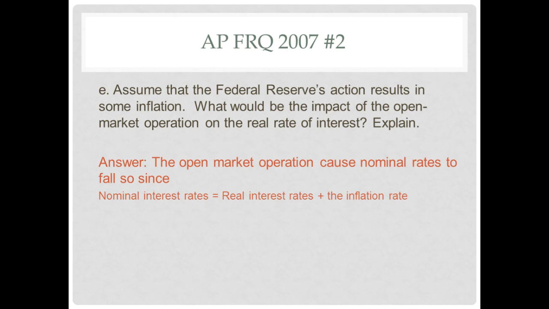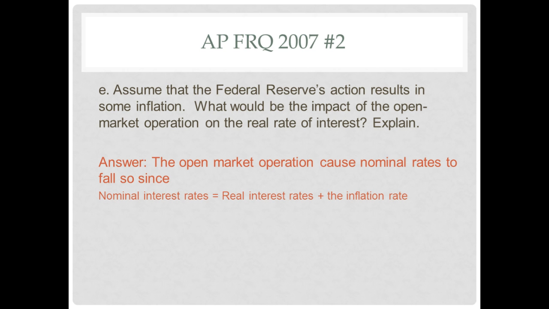So what this really means is if the left side of this equation is decreasing, and in fact we know it is because we learned that in our last part of the question, that nominal interest rates are decreasing, that means that if the inflation rate is increasing, the only thing that real interest rates could be doing is decreasing. That's just an algebraic way of looking at this.